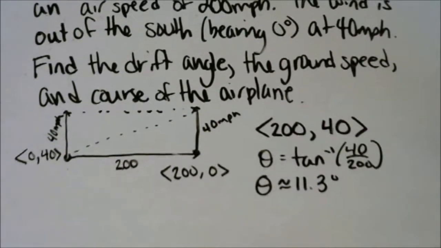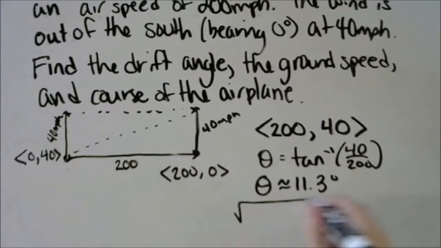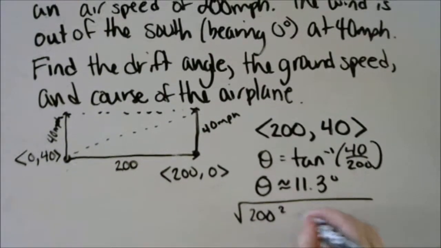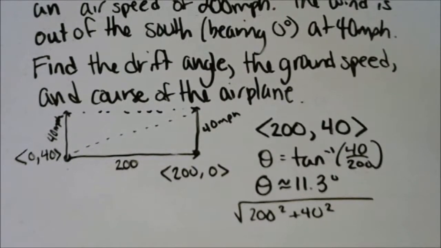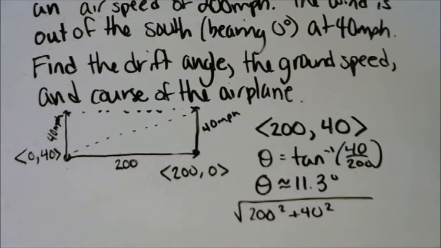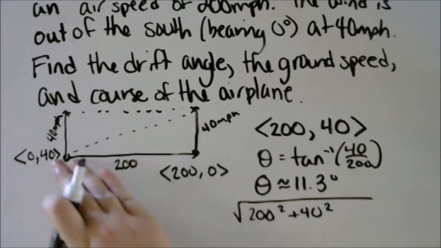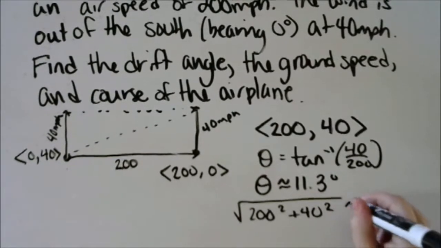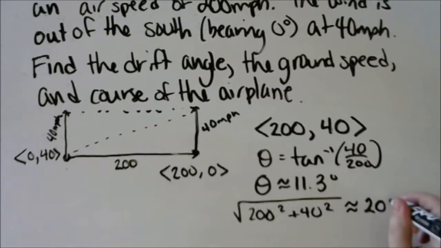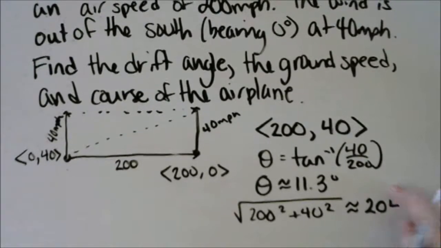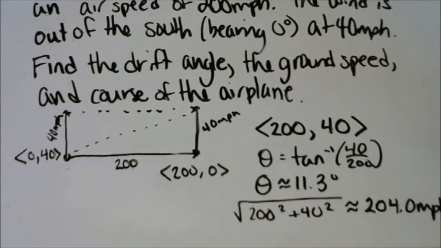The next thing I want is the ground speed, which is aka the magnitude. So I'm going to find the square root of 200 squared plus 40 squared. I don't need to simplify this. I can just use my calculator. And we get that the plane's course will be with a speed of approximately 204.0 miles per hour.